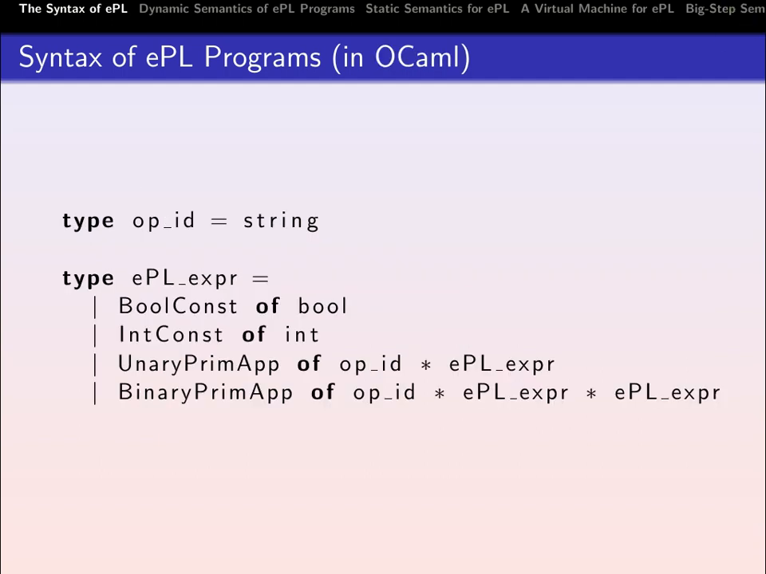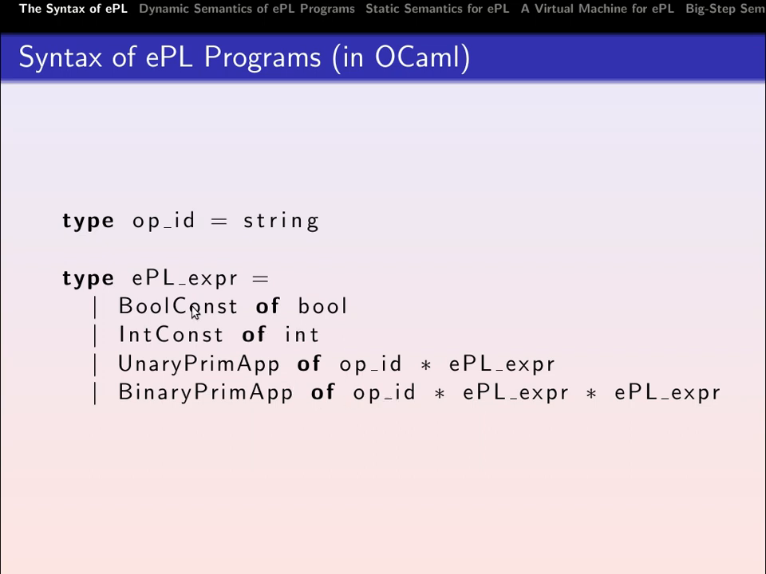This is all we have to write in OCaml, right? So every class of Java becomes a line in OCaml. We're saying that there's one type of node that is a Boolean constant, another type of node that is an integer constant, another type which is a unary primitive operation, and yet another type which is a binary primitive operation, right?